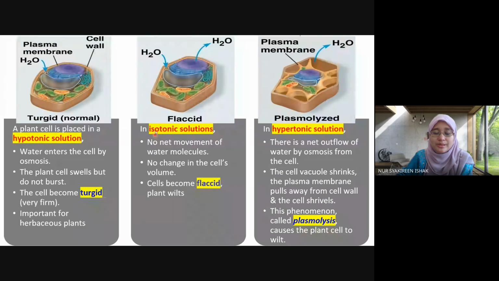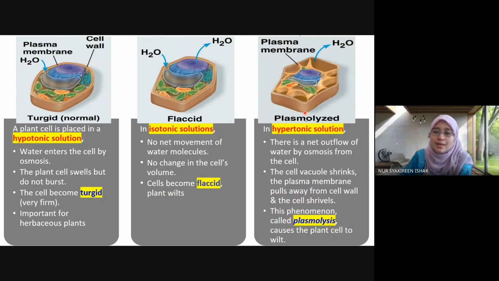But if you immerse the plant cell in isotonic solution, so there will be no net movement of water molecules. Water diffuses in and out at the same rate. So it causes no change in the cell's volume. Okay, so the plant cell is in the condition we call flaccid. Okay, and leading to the plant to wilt. Lama-lama dia akan jadi layu, dia tak segah macam tu.